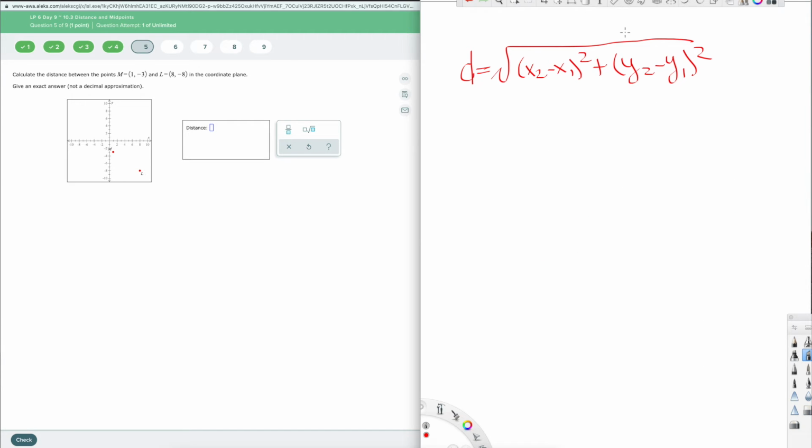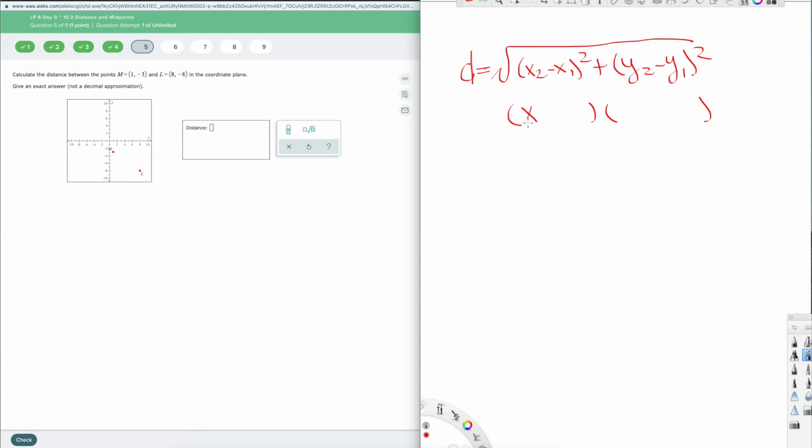We're just writing it with coordinates. So what does x2, x1, y2, y1 mean? Well, we have 2 points like this, and they're going to tell us the 2 points. They give us the coordinates for the 2 points, like we can see them here on the grid.